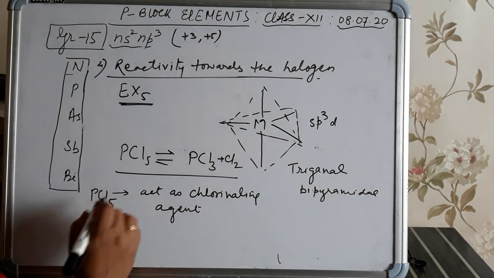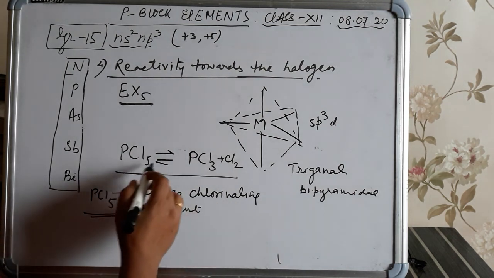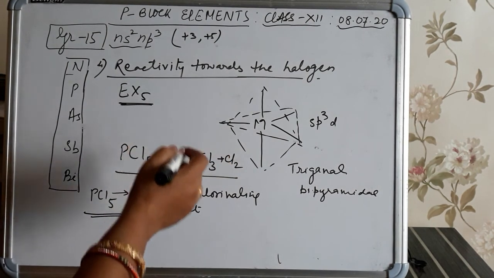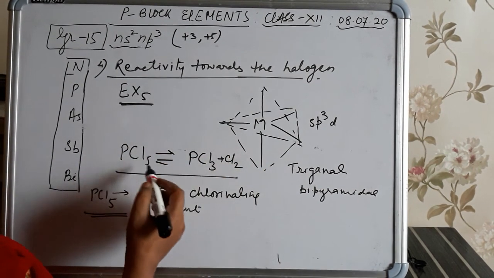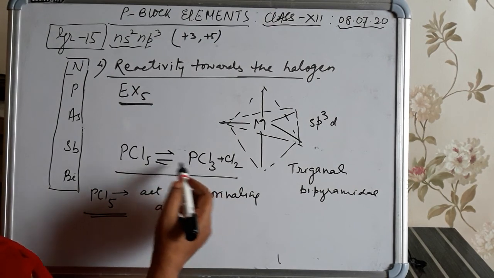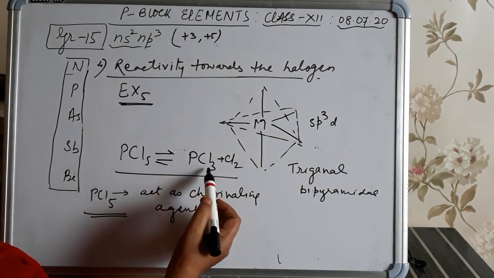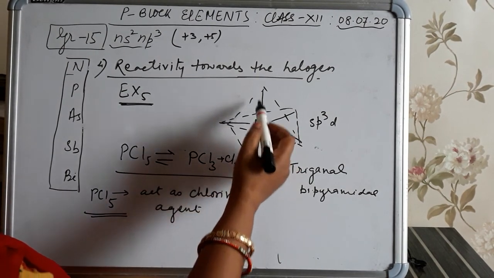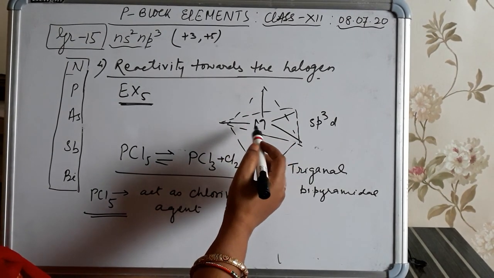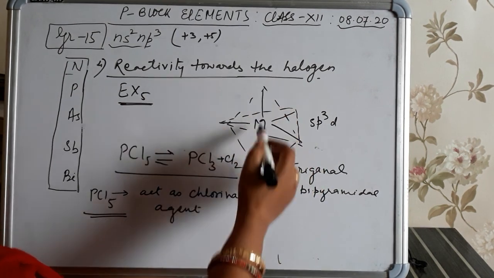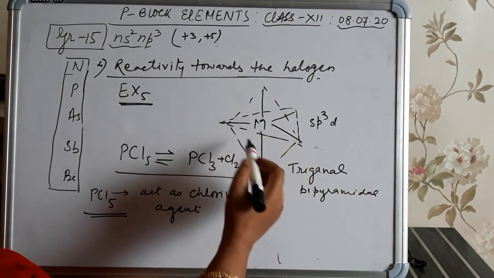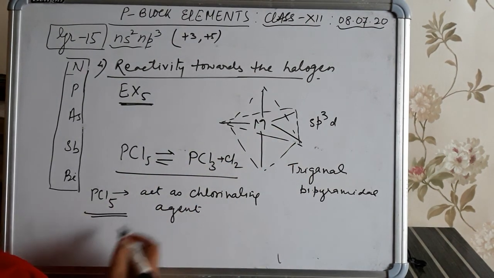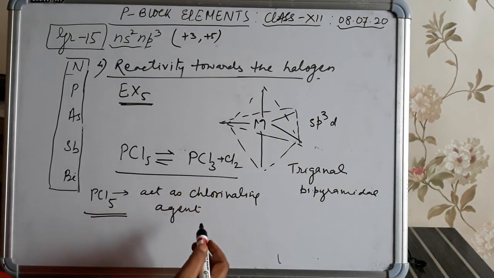PCl5 acts as a chlorinating agent. This type of question may be asked in examination: why is PCl5 not stable, readily decomposing to form phosphorus trichloride and chlorine? We give the answer: due to equatorial and axial bond length. This is the equatorial bond length, this is the axial bond length. So due to the difference in the bond length of equatorial and axial bonds, it readily decomposes to form phosphorus trichloride and chlorine.